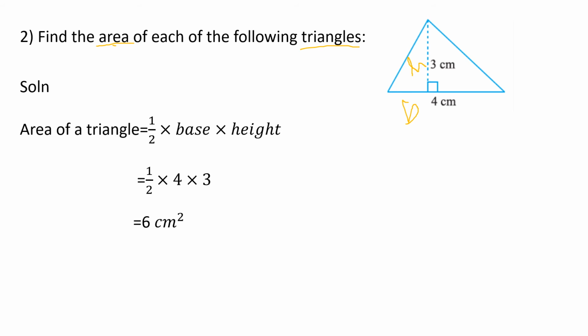Area of a triangle is equal to 1 by 2 into base into height. 1 by 2 into what is base given in the question? 4 centimeter. Base is 4 centimeter and height is given as 3 centimeter. So 4 into 3. Cancel it. 1 2s are 2. 2 2s are 4. Now 2 3s are 6. 6 centimeter square. Area means always the unit will be in centimeter square.